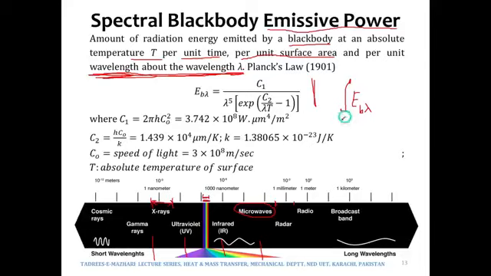So if we integrate over all the wavelengths, the lower limit would refer to the X-ray wavelength, and the upper limit would refer to the microwave wavelength, because it is not emitting any radiation having wavelengths less than X-rays and more than microwaves. And if we then integrate with respect to lambda, what do we get? The total emissive power, E_b, which is sigma T to the power 4.